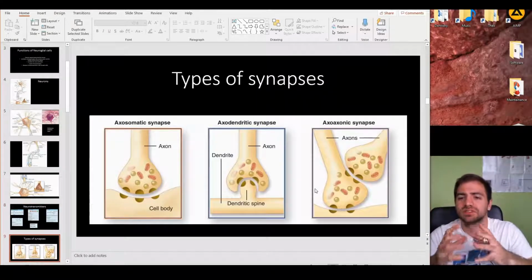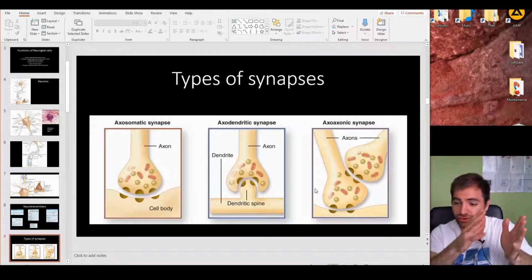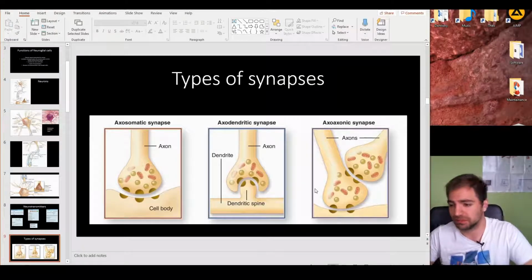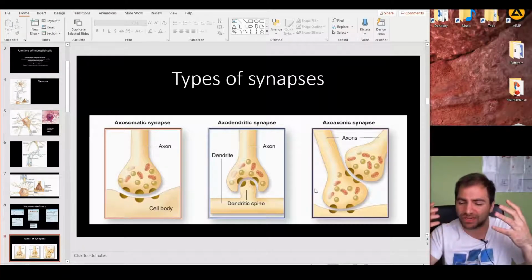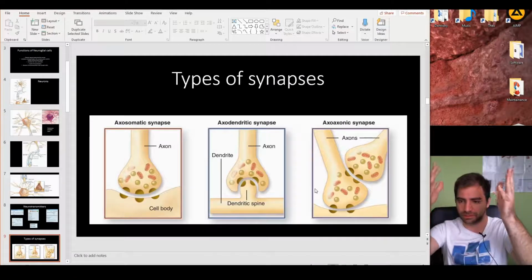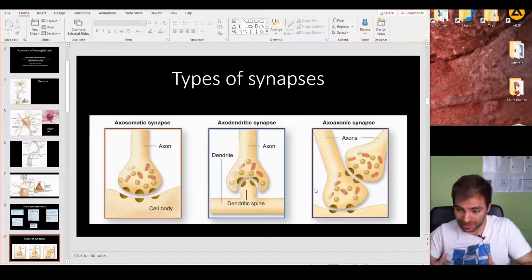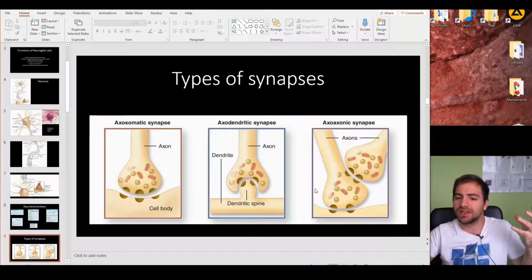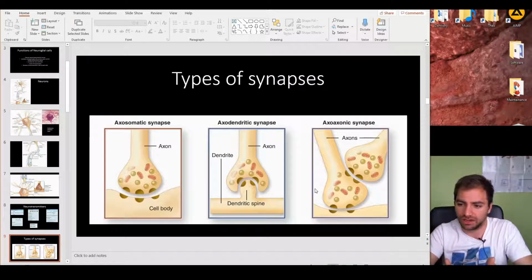So let's talk a bit about the types of synapses. Of course, there's the axosomatic synapse, which is an axon to a cell body, for example a muscle nerve. There's the axodendritic synapse, which is the propagation of the electrical signal from a nerve to another nerve, but only to receive. This is simply the receiving point from another nerve, the dendrite, of course. And here we find a very unique structure called the dendritic spine. This is a very important structure, and we'll discuss in a bit why dendritic spines are so important.